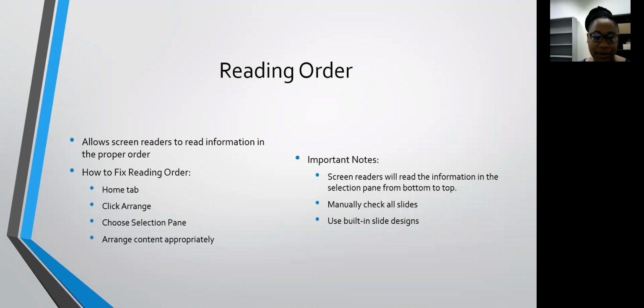And so we'll fix reading order. These are just the steps to actually fix reading order. Click on the Home tab, click Arrange, choose Selection Pane. I'm going to walk through these because we're going to fix all of this anyway.